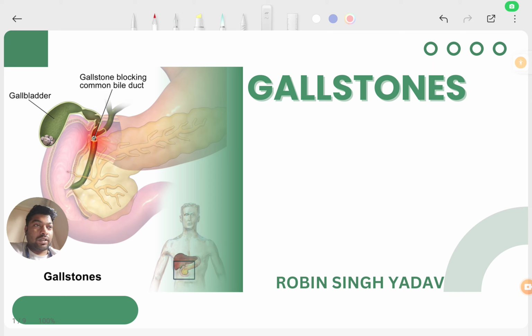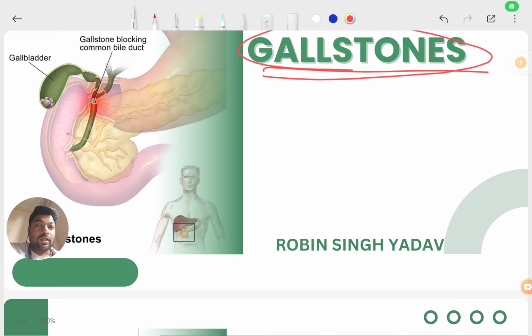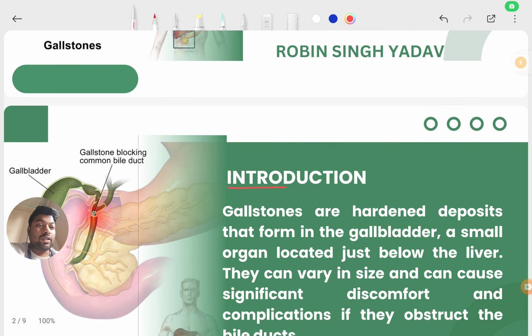So hi, today we're going to talk about gallstones: how gallstones are formed, and what their signs and symptoms, diagnostic tests and treatments are. Okay, so moving to the next, that is talking about the introduction to gallstones.